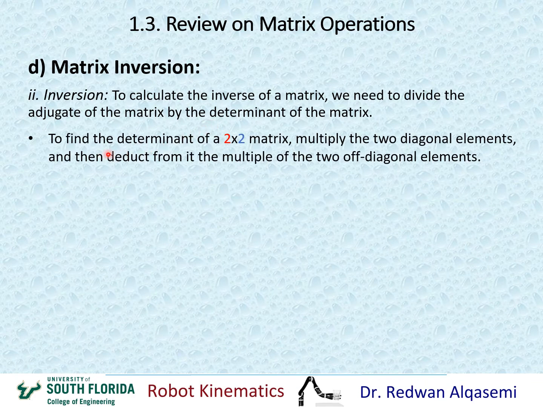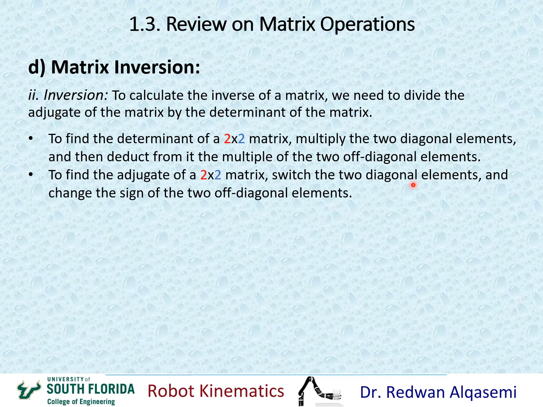So let's start with the 2 by 2 matrices. To find the determinant of a 2 by 2 matrix, multiply the two diagonal elements and then deduct from that the multiple of the two off-diagonal elements. So you multiply the two diagonal elements minus the multiplication of the two off-diagonal elements. To find the adjugate of a 2 by 2 matrix, switch the two diagonal elements. Just switch them, and then change the sign of the two off-diagonal elements.